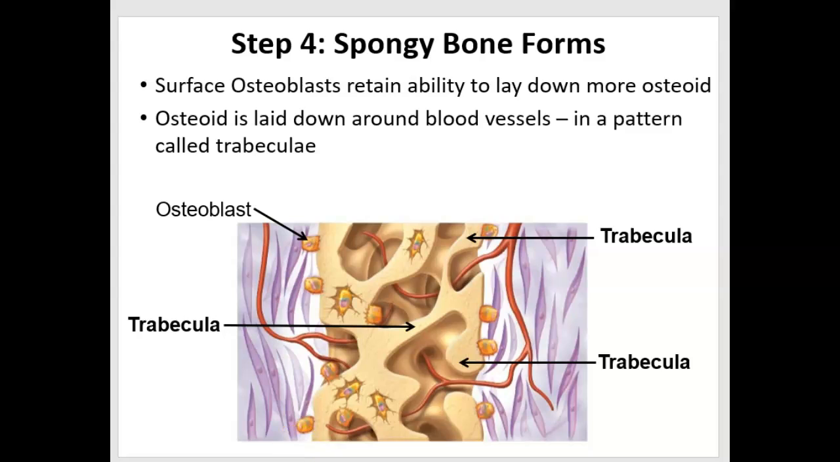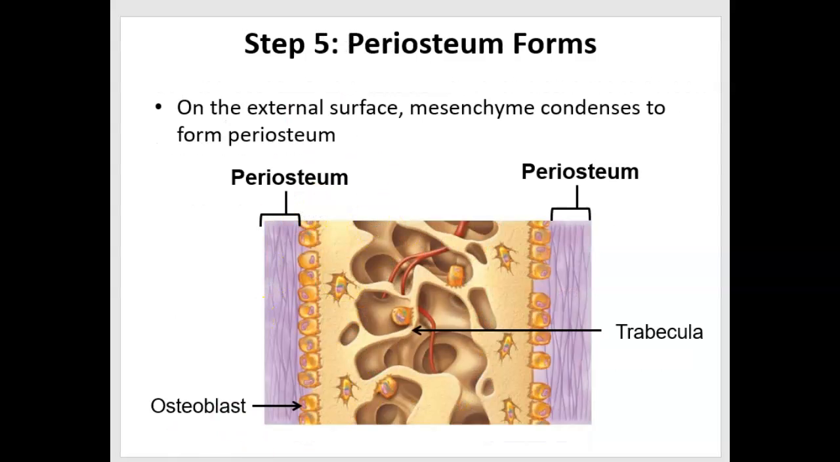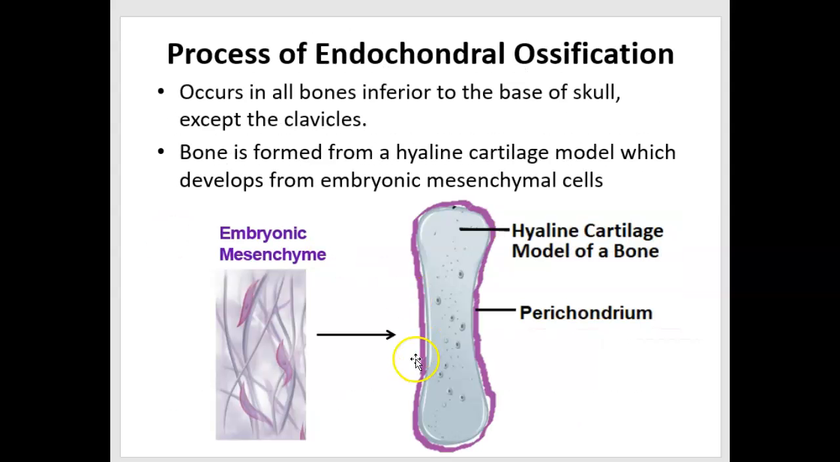But there are still cells, osteoblasts, that make more osteoid tissue, increasing the width of the spongy bone. Mineralization follows. Then the periosteum forms on the outside when it's wide enough, and then compact bone typically gets a little bit thicker here at the edges. Okay, so that was intramembranous ossification. Now we're going to look at endochondral ossification.